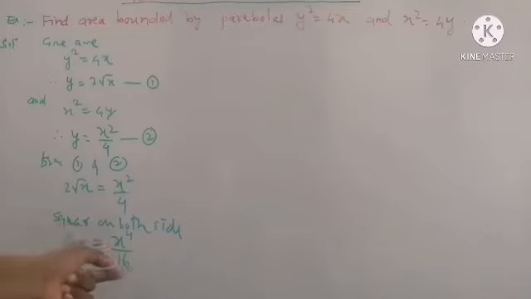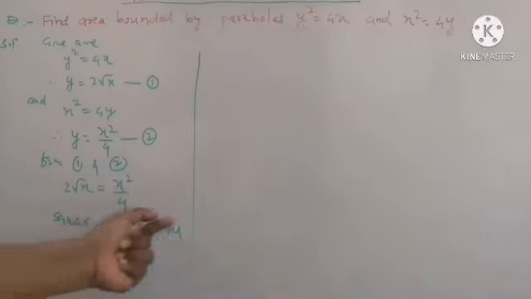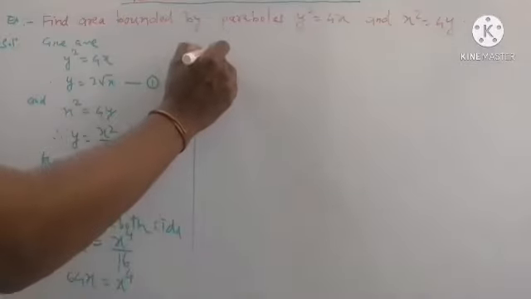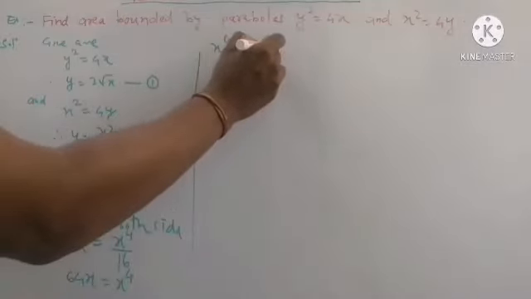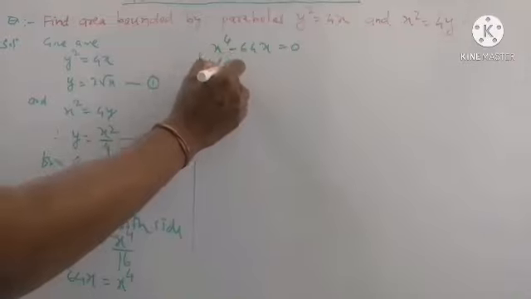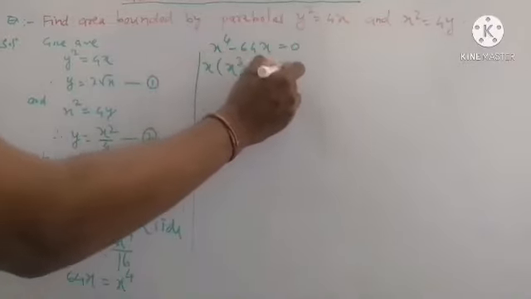Now simplifying, taking 16 to the left-hand side, we have 64x equal to x raised to 4. Since the first equation has right-hand side 0, I take 64x to the right-hand side, so we get 0 on the left-hand side, and the equation becomes x raised to 4 minus 64x equal to 0. Now factorizing, as these are terms of x, the first factor is obviously x and the second factor will be x cube minus 64.